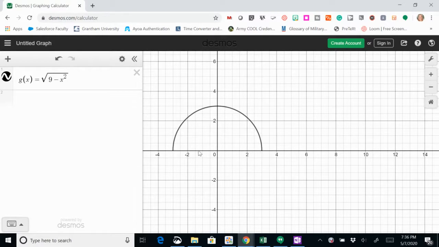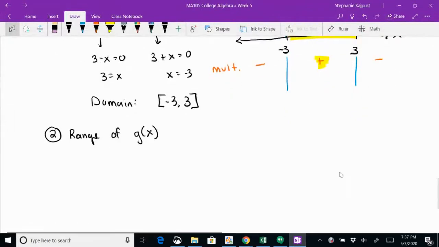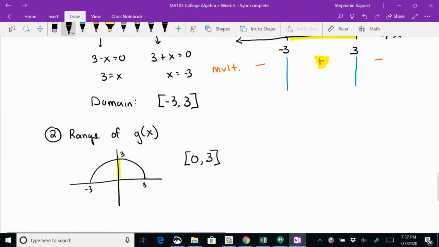Every input has one output, and you can see our domain. We have -3 to 3. So now we can say what the range is. Our y values, our range, is from 0 to 3, it looks like. So 3 is up here. The y values are only between 0 and 3. So that is going to be our range. I'm going to just copy down the graph. It looked like this, -3 to 3. And our range is this part of the graph, from 0 to 3.